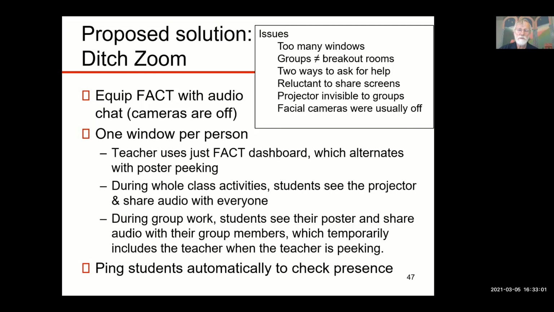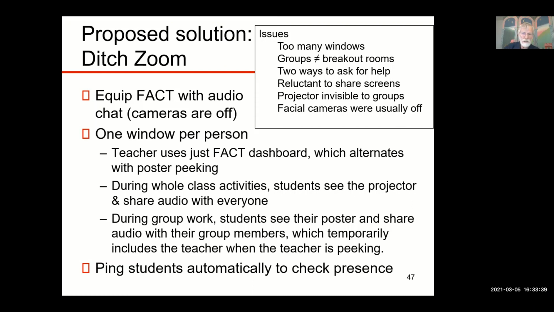Okay. To get rid of that window confusion, we just get it down to one window per person. It's not that hard. The teacher just uses the FACT dashboard, which already alternates between peeking at a poster and whole group stuff, showing the projector. So during whole class activities, students would see the projector and they'd share their audio with everyone else. And during group work, students would see their poster and share their audio only with group members. And when the teacher is peeking at a group, the teacher temporarily joins the group so the teacher can speak to the student. They're part of the audio sharing, and they can see the student's screen. In fact, they can edit the student's screen.